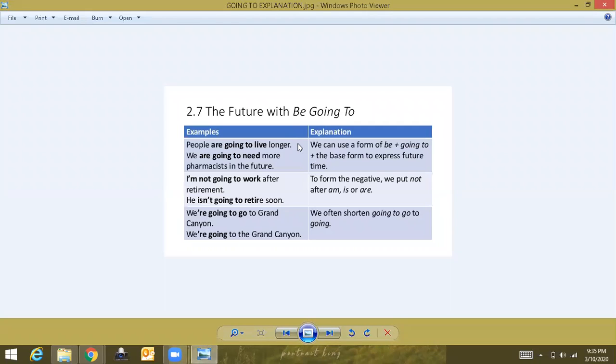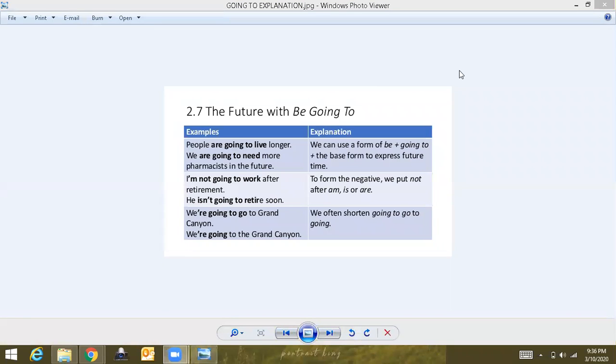Okay. Now, the second part is negative. He says, I'm not going to work after retirement. ¿Qué es lo que no va a hacer? Trabajar después de jubilarse. Exactly. Y en la segunda le dice algo relacionado. Dice, he isn't going to retire soon. ¿Qué dice ahí? Él no se retirará pronto. Él no va a retirarse pronto.